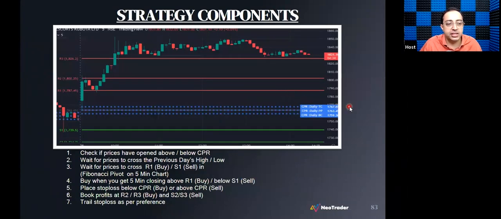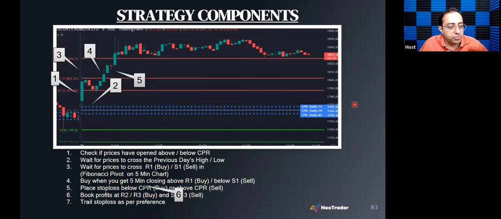You can see here, this is the CPR and you will have to check if the prices are opening above the CPR. Then as the prices begin to trade above R1, you will execute your trade. You will place a stop loss below the CPR. When you look at stocks and find that the distance between R1 and the CPR is further away, it is best left ignored.